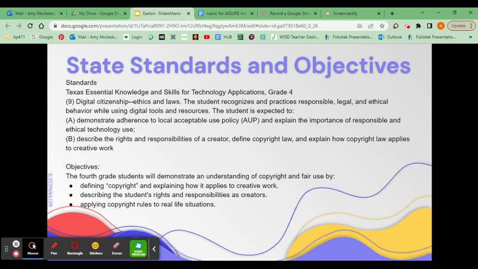S is for State Standards and Objectives. Standards: Texas Essential Knowledge and Skills for Technology Applications, Grade 4. 9. Digital Citizenship, Ethics, and Laws. The student recognizes and practices responsible, legal, and ethical behavior while using digital tools and resources.